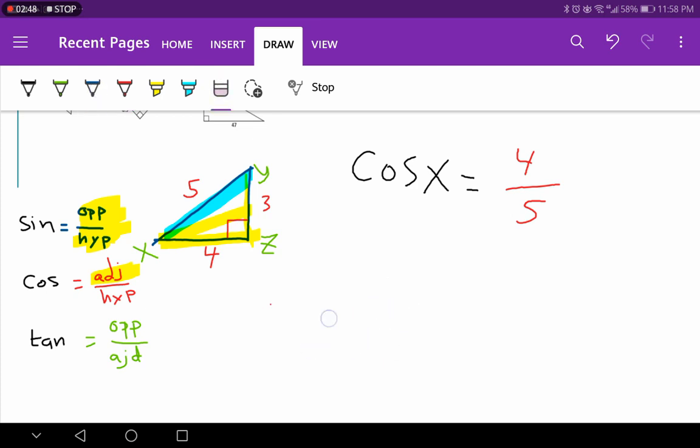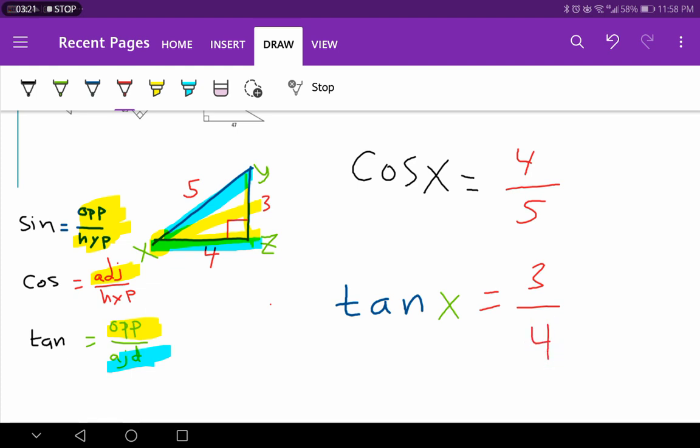And last, let us find the tan. I'll erase this. The tan of angle x is opposite over adjacent, as you know. Opposite of what? As it is clear, opposite of this angle, the 3, over the adjacent of the same angle, which is 4. So it is 3 over 4. All of these I know you know, but just to remind you.